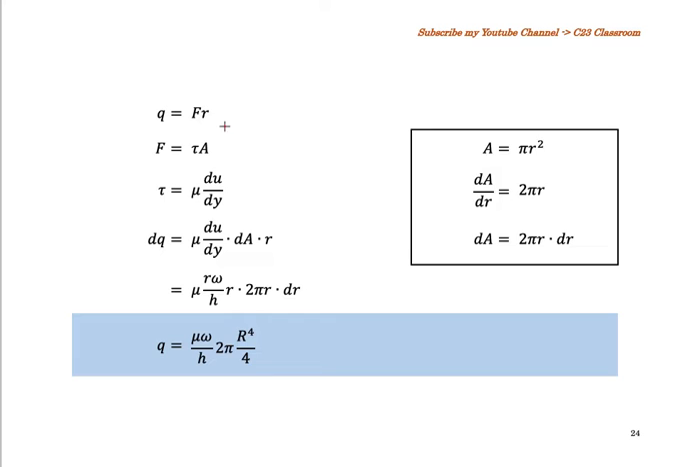So we could solve this problem by starting with the equation. T is equal to F r, where F is equal to tau A, and tau is equal to mu du dy. So we substitute into this equation and develop the new equation. Then we replace du with r omega, dy with h, and we replace dA according to this calculation with 2 pi r dr.